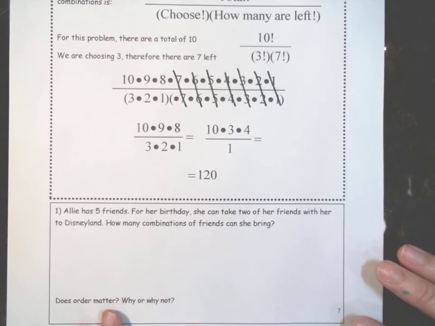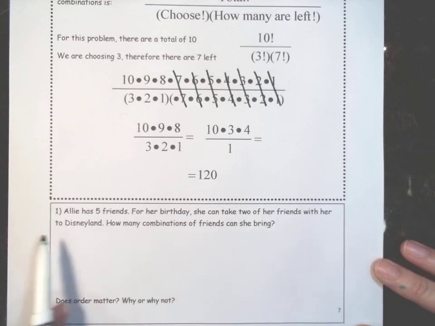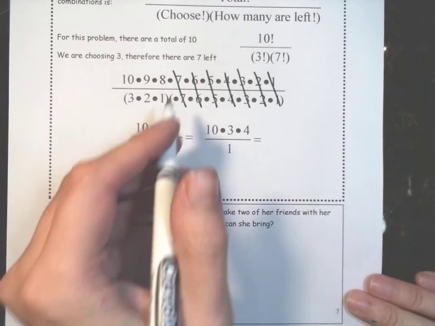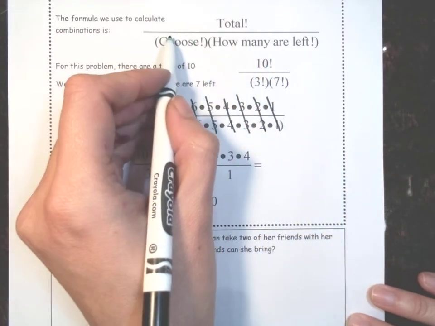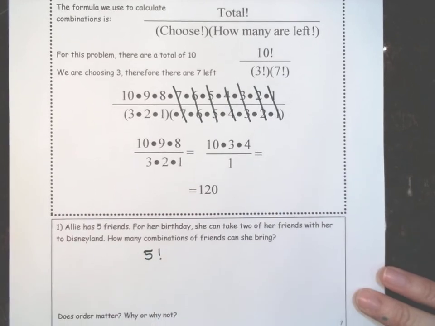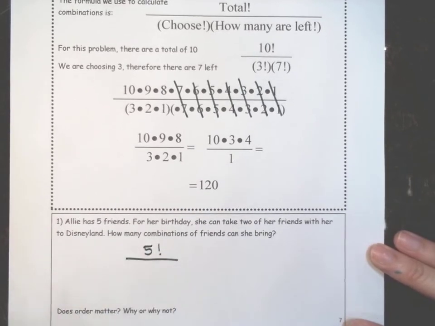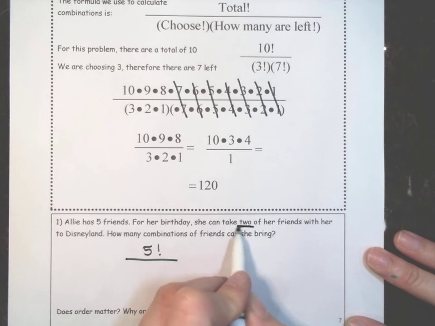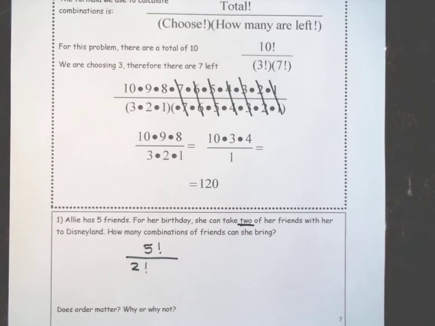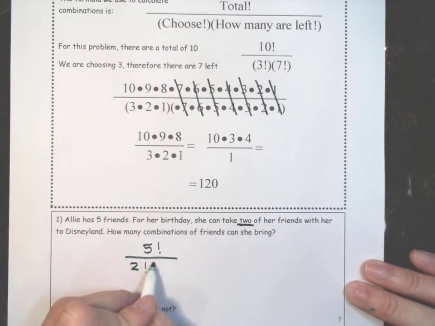We'll do one more. So Allie has 5 friends. For her birthday, she can take 2 of her friends with her to Disneyland. How many combinations of friends can she bring? So we're going to use this formula up here. So the total, she has 5 friends. So that's 5 factorial divided by how many she can choose. She can take 2. So that's 2 factorial. And then how many friends are left? After she picks 2, there are 3 friends left.